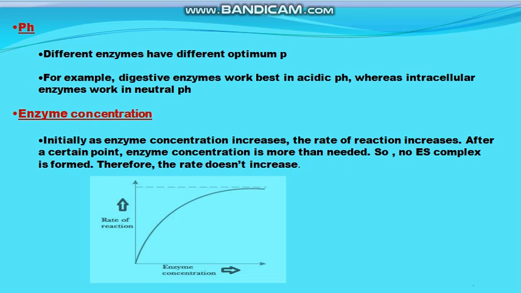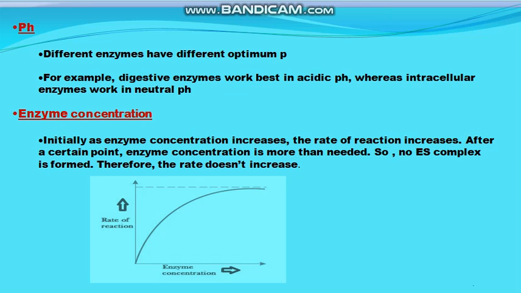Next comes the pH. pH is the second factor which affects the enzyme activity. Different enzymes have different pH, that is, an optimum pH. For example, digestive enzymes work best in acidic pH, whereas intracellular enzymes work in neutral pH. So, this is how pH affects the enzyme activity.